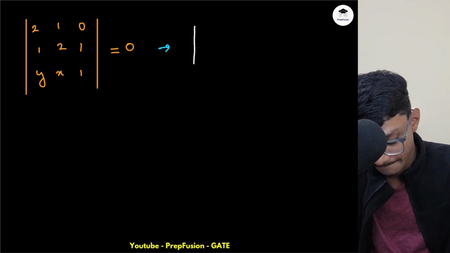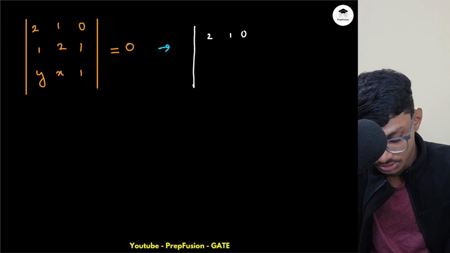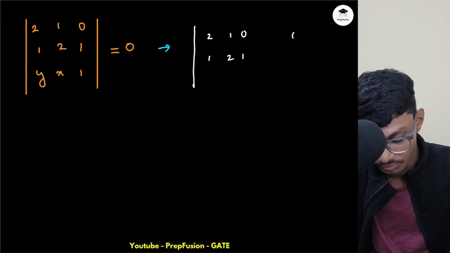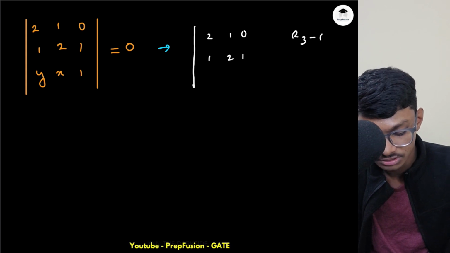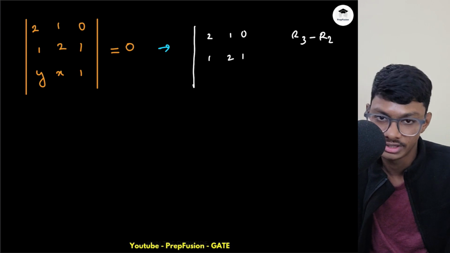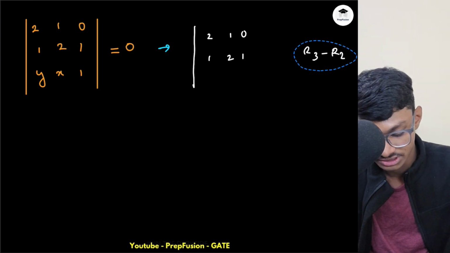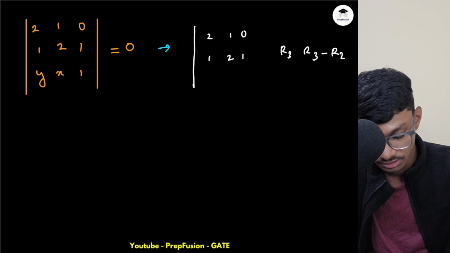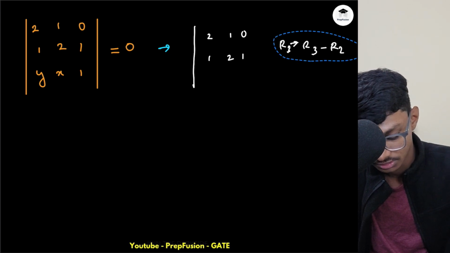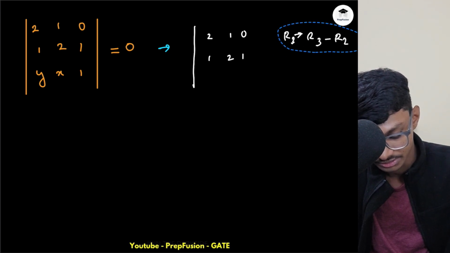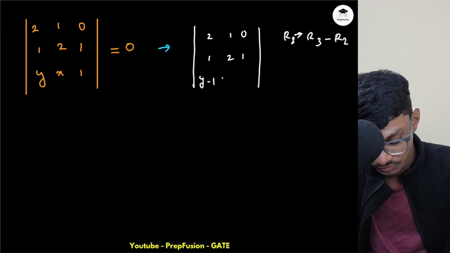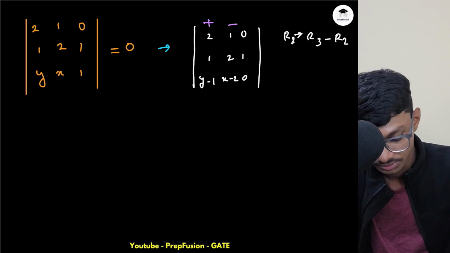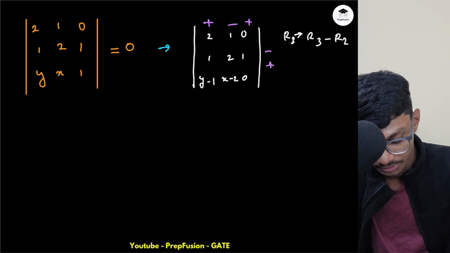This will be 2 1 0. So what operation will I use? I will use row 3 minus row 2 instead of row 2 minus row 3, because for doing row 2 minus row 3, I would have to use x and y, and I don't want to use x and y. So I will change row 3 instead, because x and y will stay in the same place. This will be y minus 1, x minus 2, and this will be 0. And this is simply plus minus plus, minus plus.